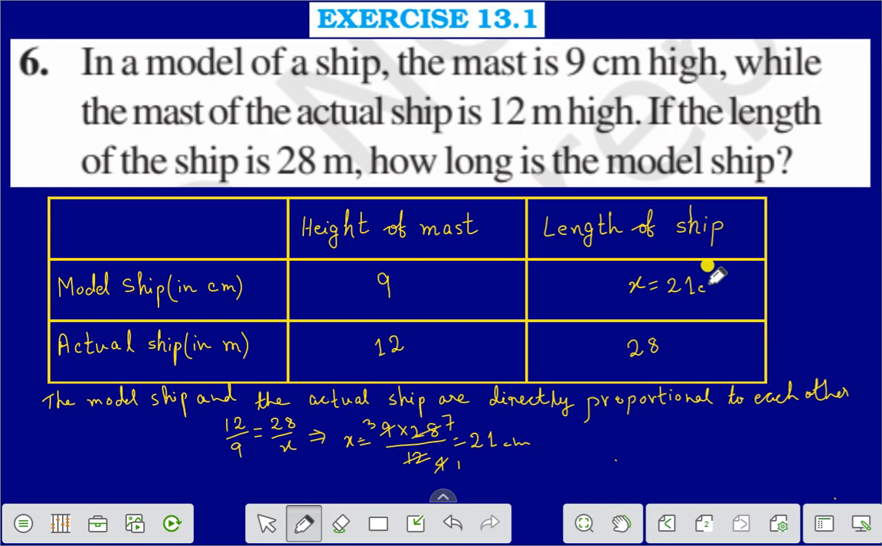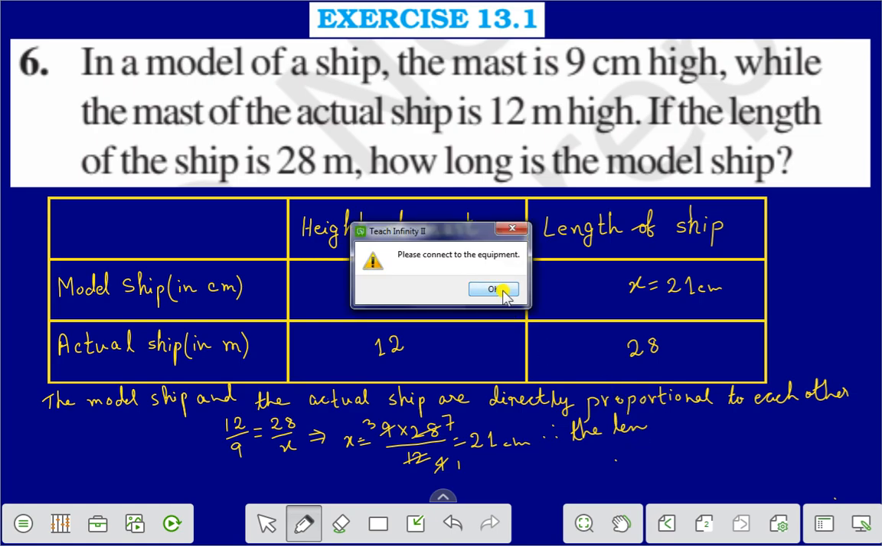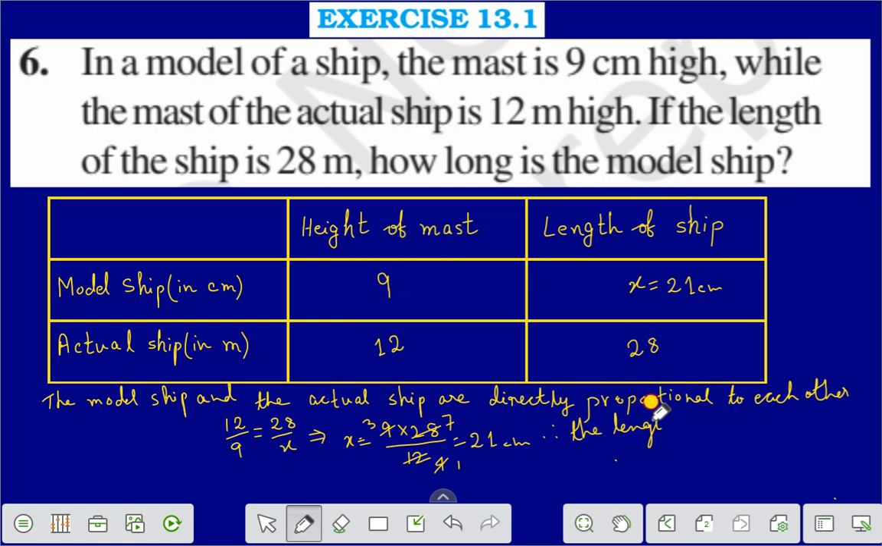How long is the model ship? Therefore we can say that the length of the model ship is 21 centimeter, and that is the answer.